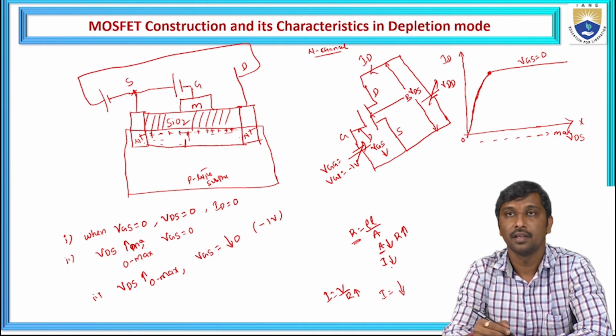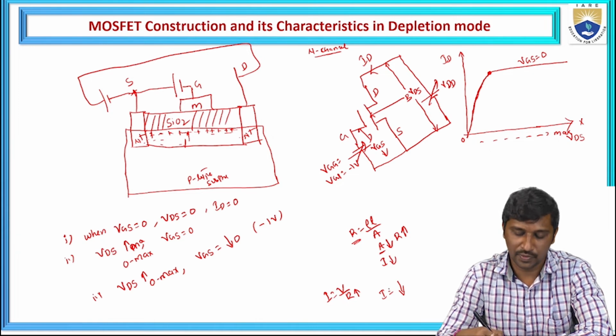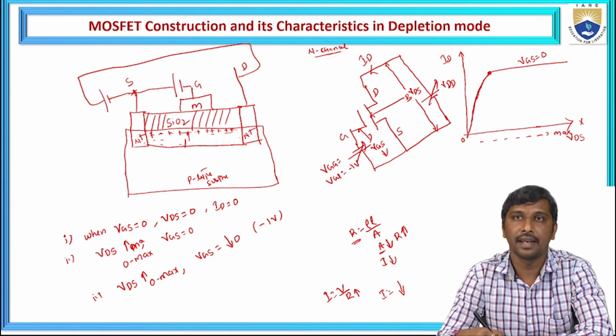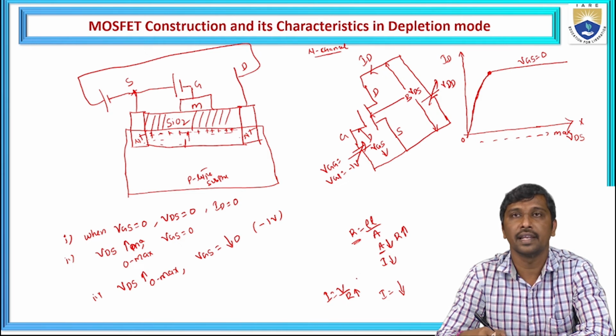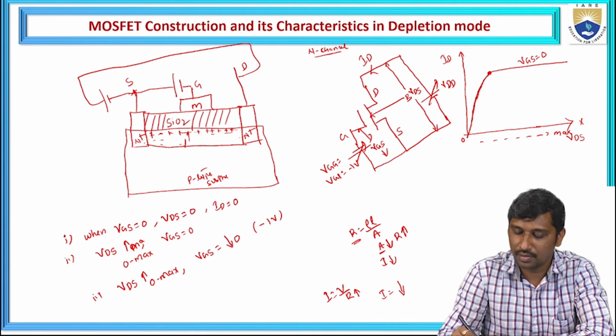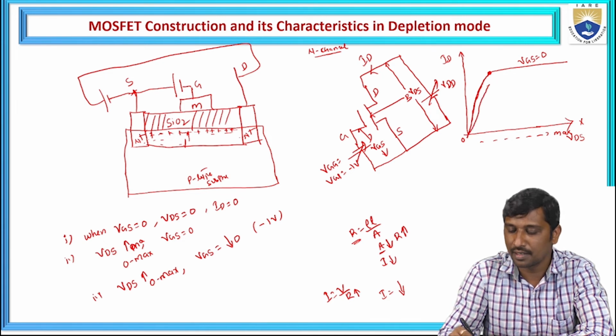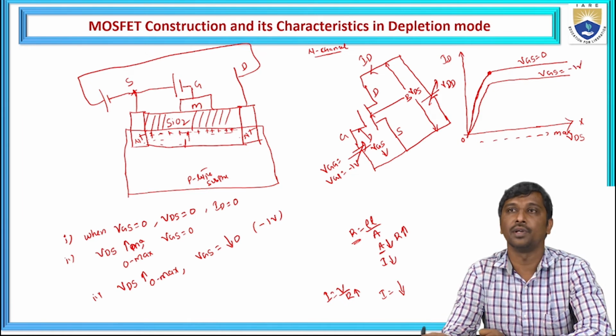So when VGS is decreased from 0, which current is reduced? The drain current is reduced. Why? It reduces the area of the channel, hence it increases the resistance of the channel. That is the reason it reduces the flow of drain current from drain to source. Hence, the curve I draw should be below this line. Let us take this as VGS equal to minus 1 volt.